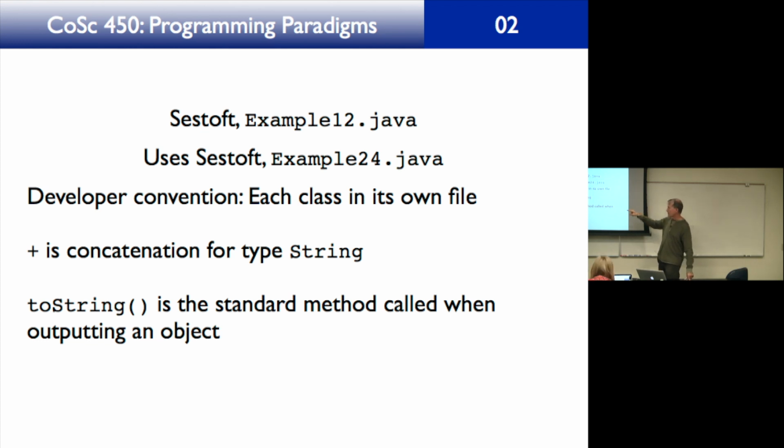The other thing this example is going to demo is that plus is concatenation for type string. And there is also toString, the standard method that's called when you output an object. You don't actually have to say toString. When you just output the object, if it has a method called toString, it's called automatically. Are you with me on that? So let's see how example 12 looks in our demo.